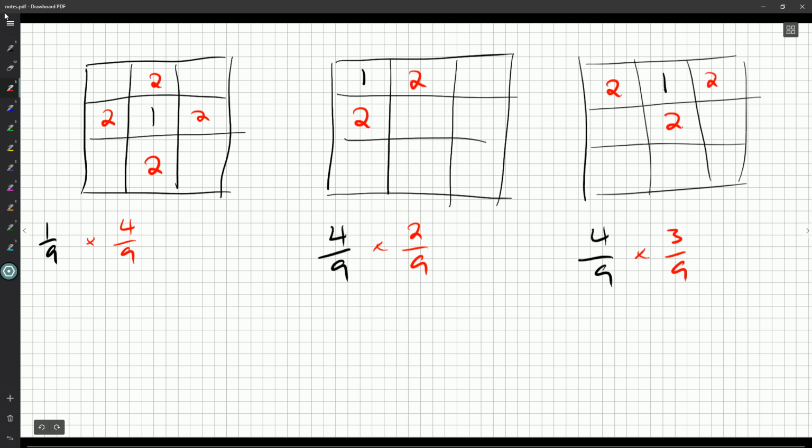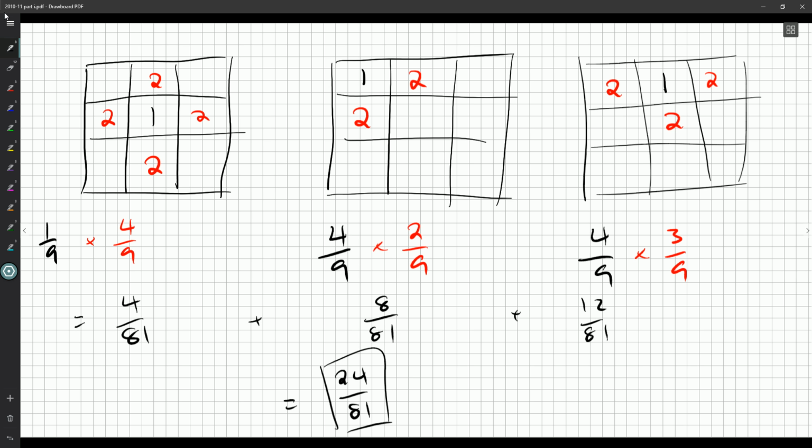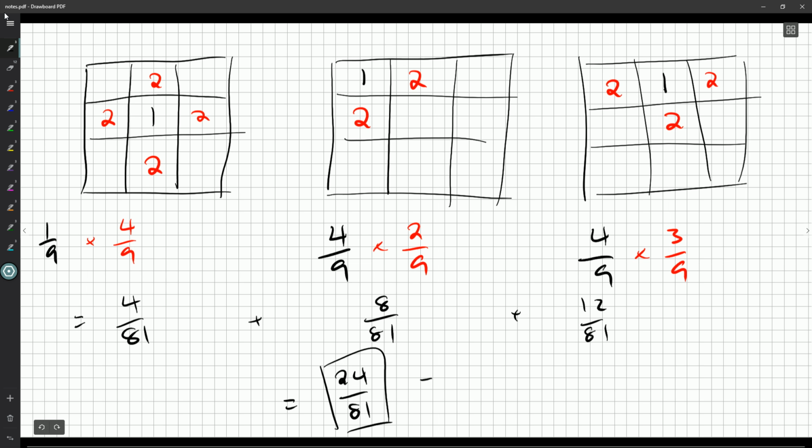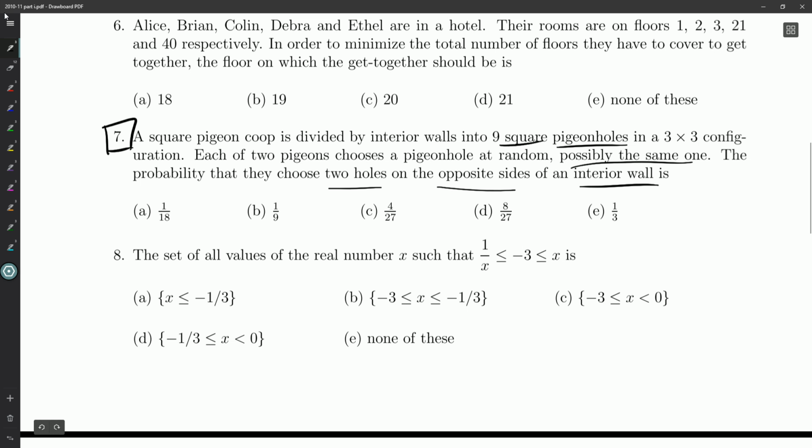I know I could simplify that to 1/3, but I think it's going to be a little easier for the calculation. So 4 out of 81, 8 out of 81, and then 12 out of 81, for a total probability of 24 out of 81. So those are the chances that the pigeons have this nice relationship. 24 is a multiple of 3, so divide by 3 on top and bottom: 8 out of 27. That looks a little more like the answers I'm seeing here.